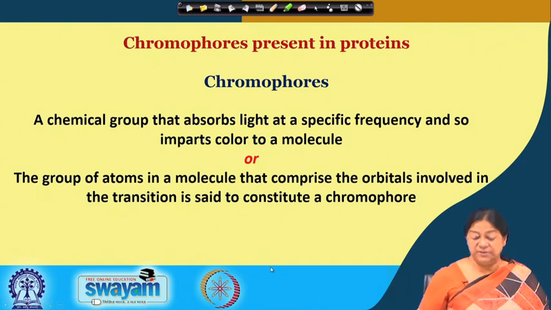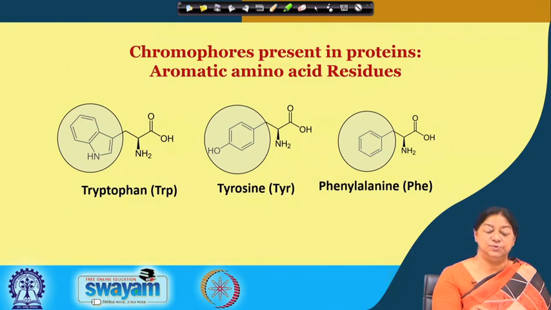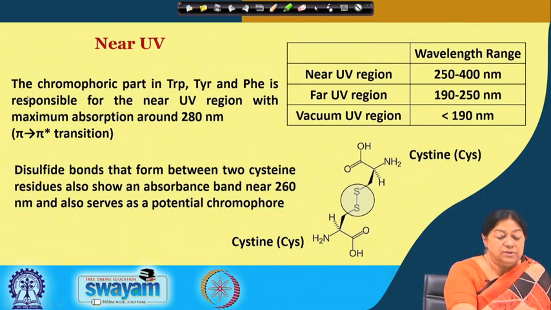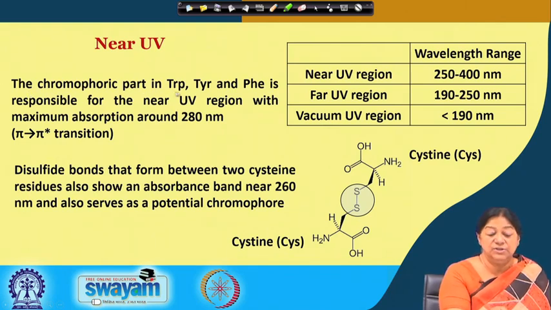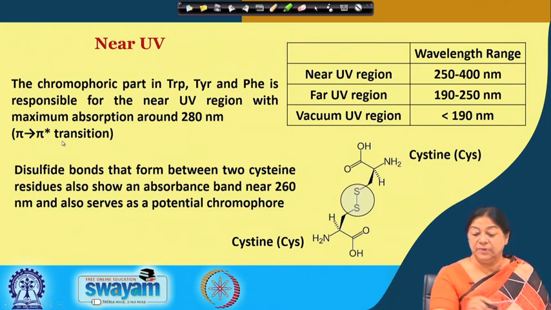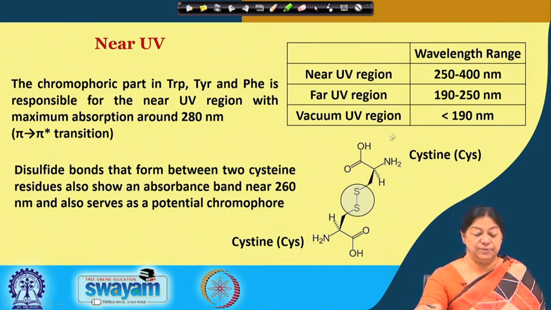When we look at our specific chromophores present in proteins, these are the aromatic amino acid residues: tryptophan, tyrosine, phenylalanine. We have a specific chromophoric part in tryptophan, tyrosine and phenylalanine, which is responsible for the near UV region with a maximum absorption around 280 nanometer that corresponds to the pi to pi star transition. If we look at the regions here, we have the near UV region, the far UV region, and something called the vacuum UV region.